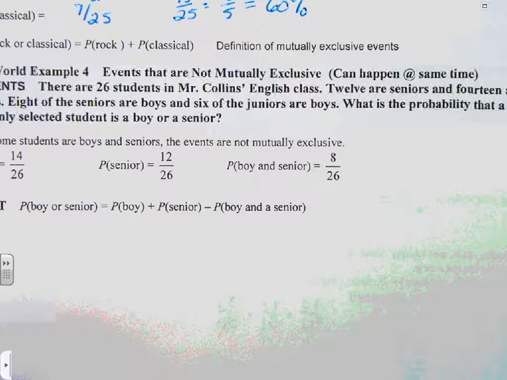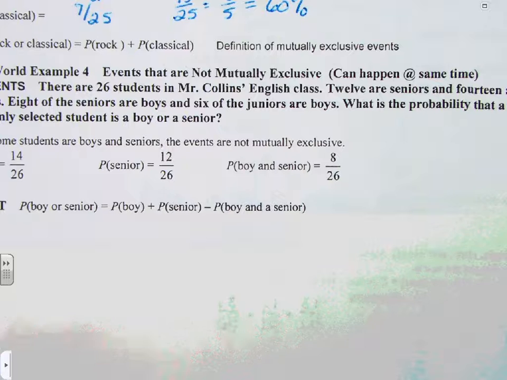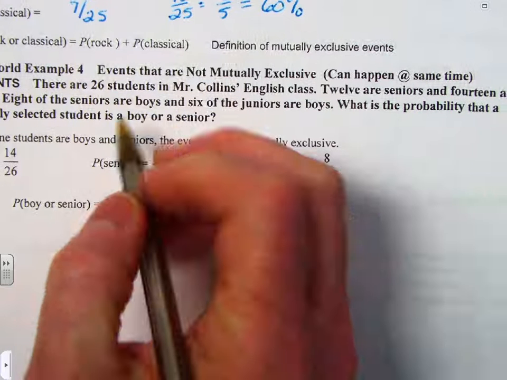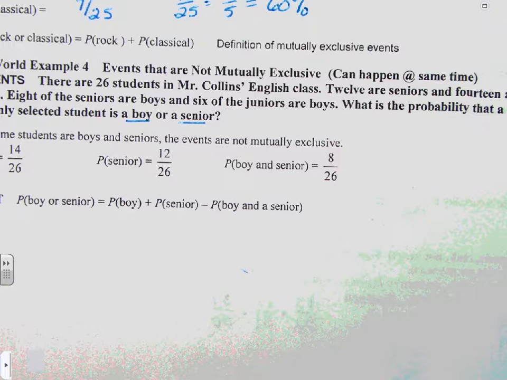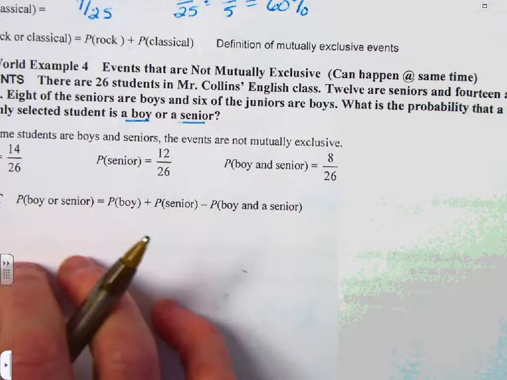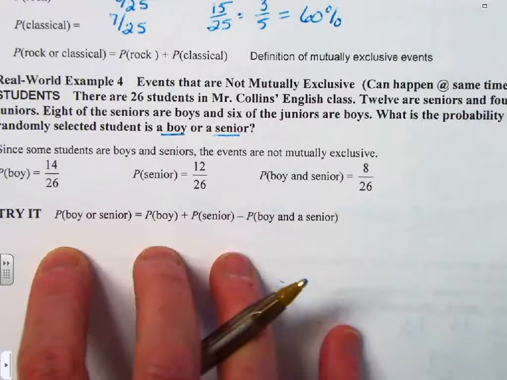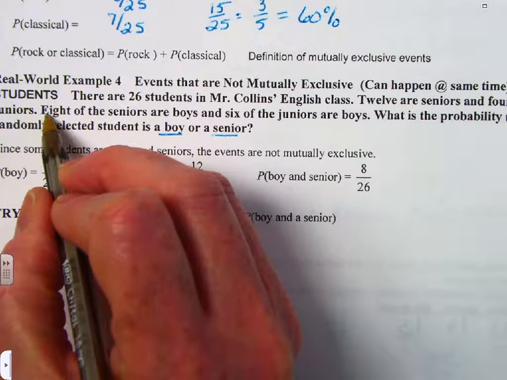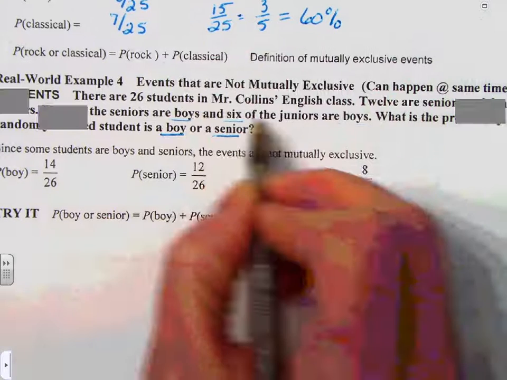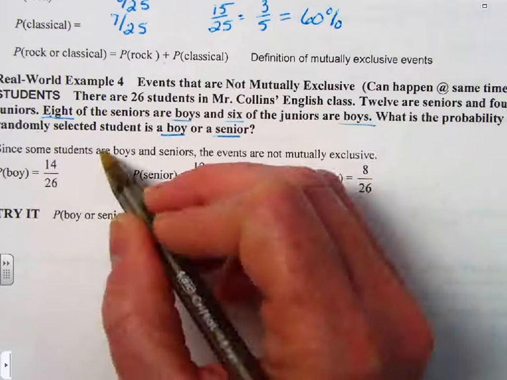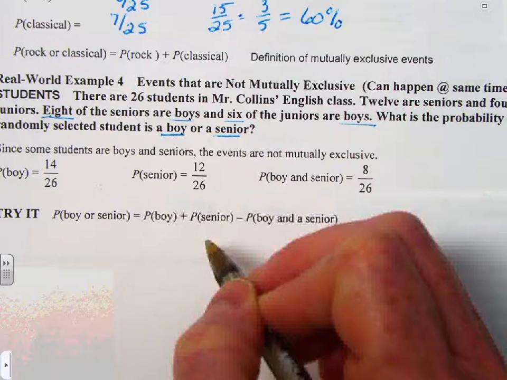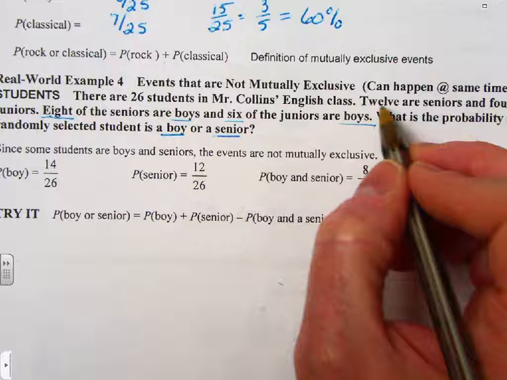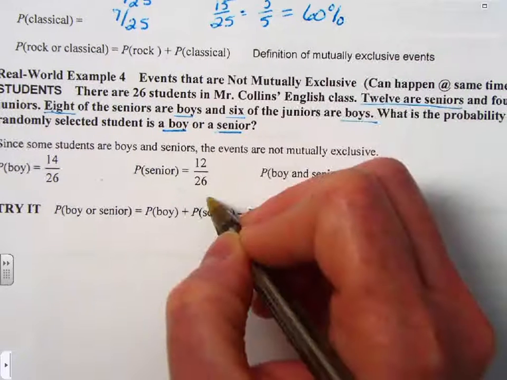So what we need to do is go back. Since we're looking for a boy or a senior, we're going to find the probability of each of those two as they are. So how many boys were there? Well, I had 8 boys and 6 boys, so I have a total of 14 out of 26 students who were boys. Then, how many were actually seniors? Well, 12 are seniors, so I had 12 out of 26 as being seniors. So far, so good? All right.